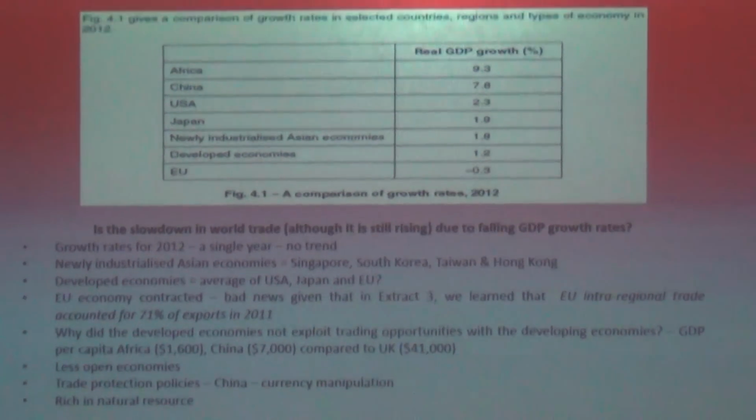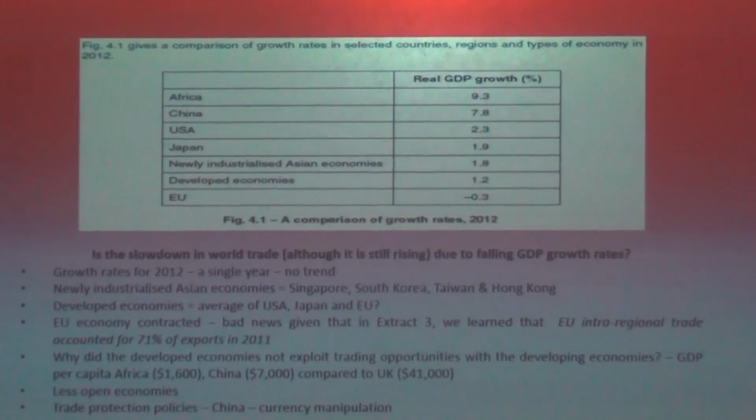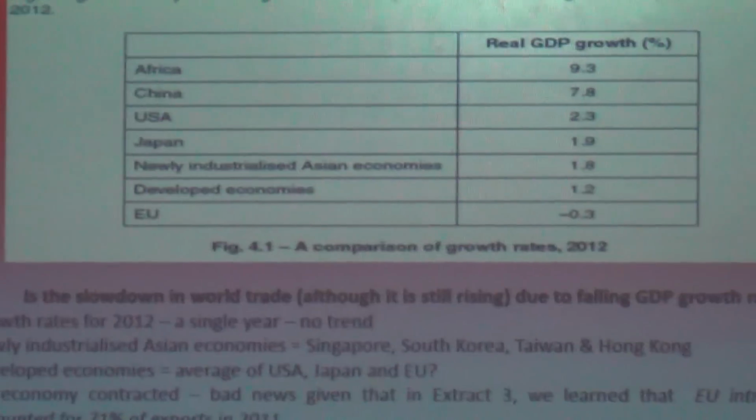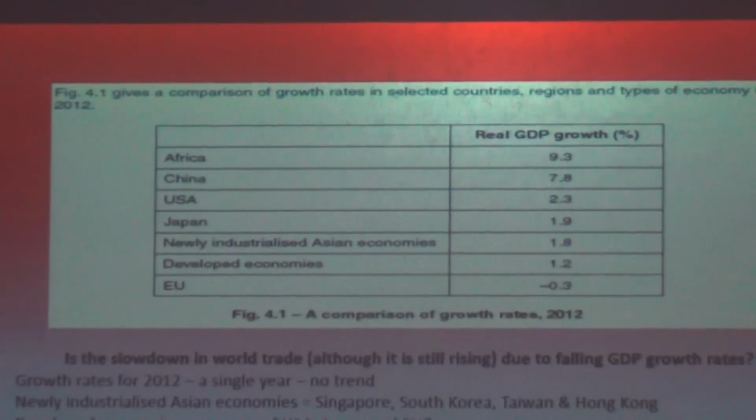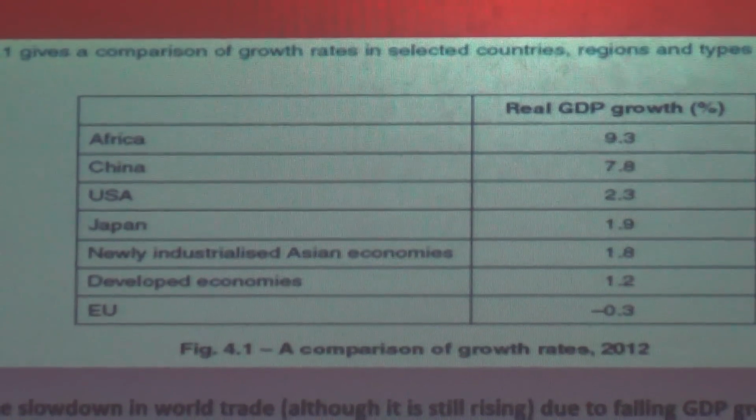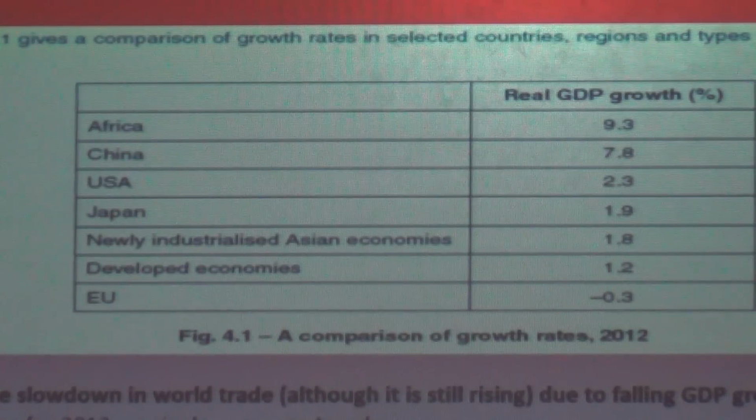So let me just zoom in on this one so we can have a good look at it. So this is figure 4.1. You'll be familiar with this anyway. And the key things really to note from this one are as follows. First of all, this particular figure is suggesting to us that perhaps the slowdown in the rate of world trade growth is possibly due to a slowdown in growth in world trade in general.